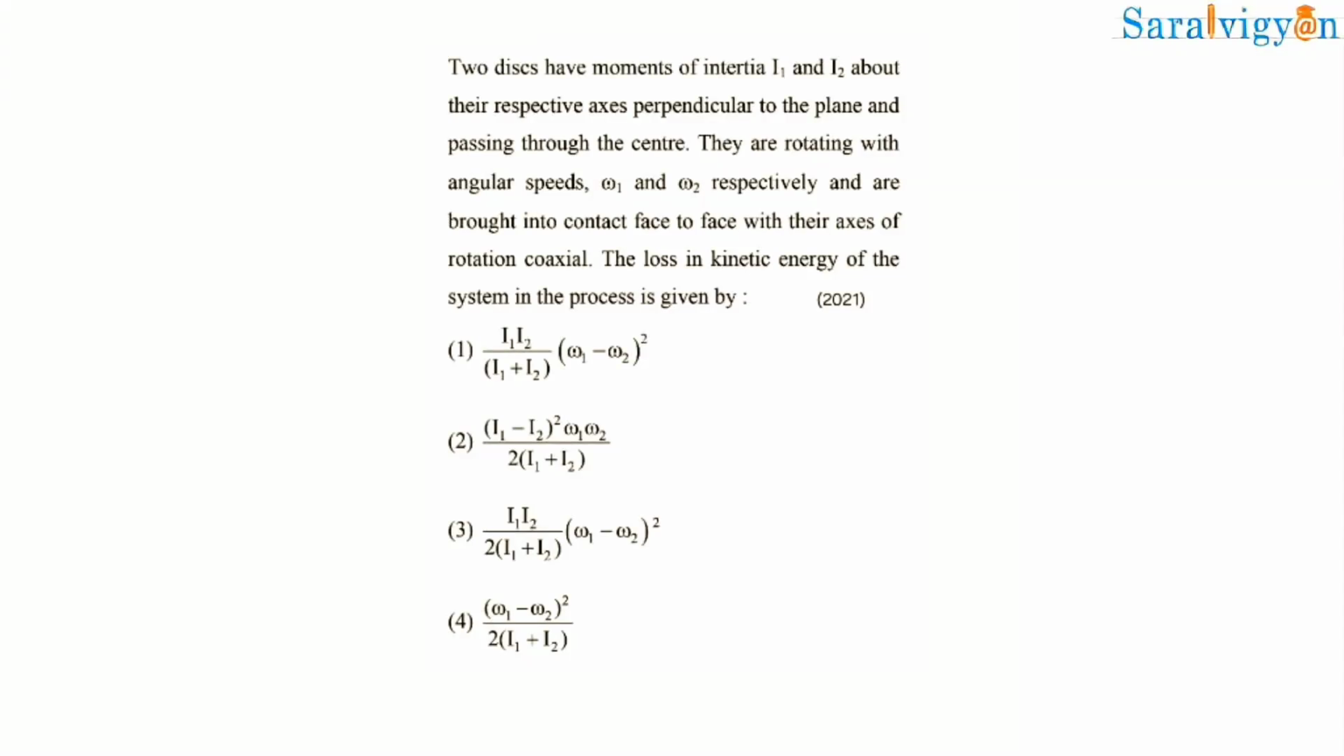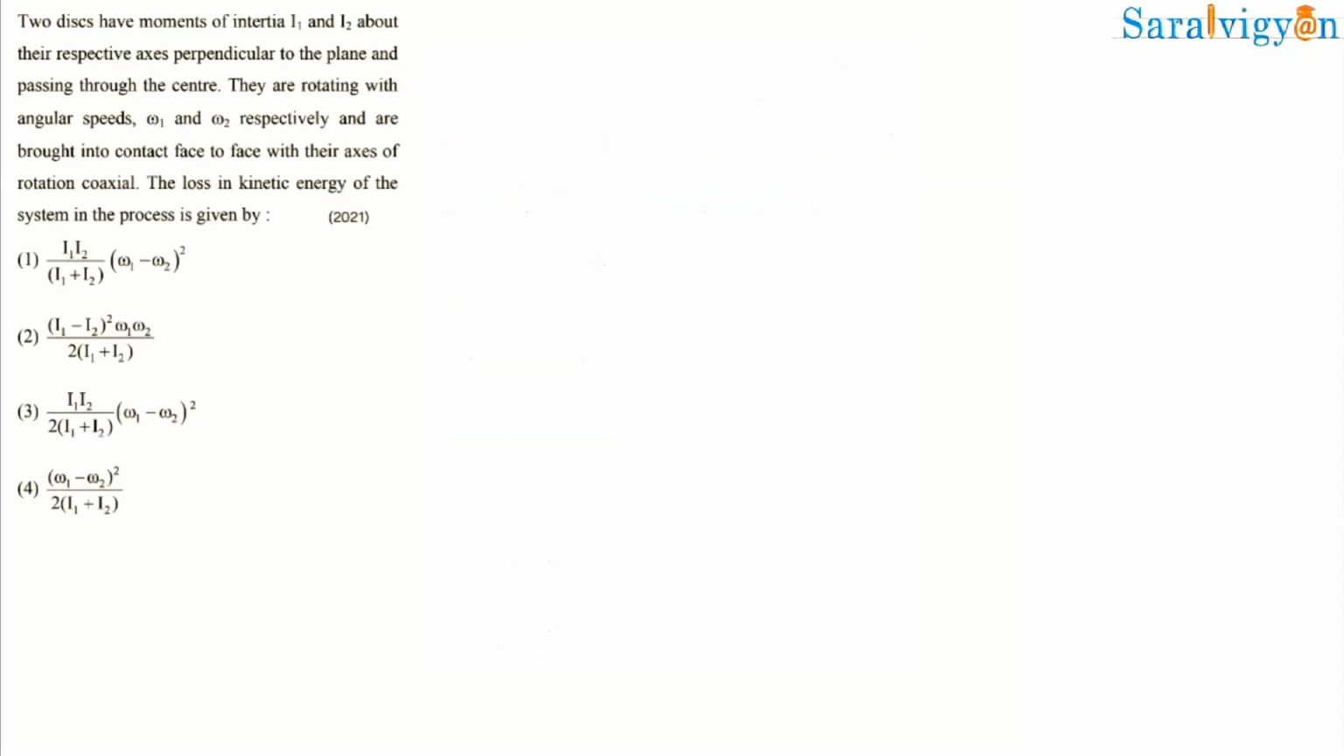Two disks have moments of inertia I₁ and I₂ about their respective axes perpendicular to the plane and passing through the center. They are rotating with angular speeds ω₁ and ω₂ respectively and are brought into contact face to face with their axis of rotation coaxial. The loss in kinetic energy of the system in the process is given by.